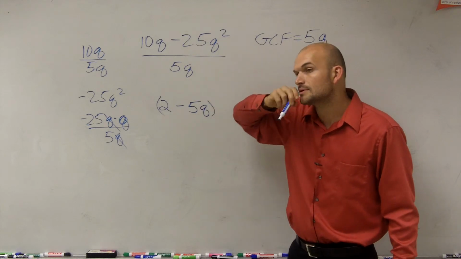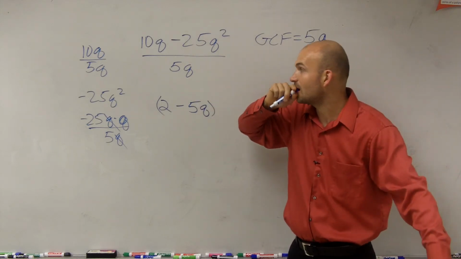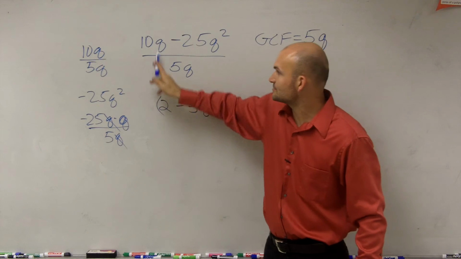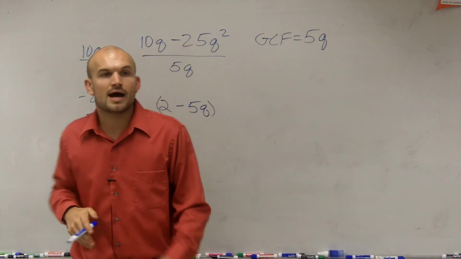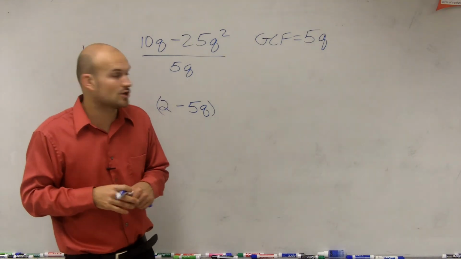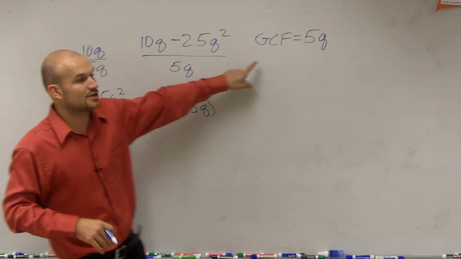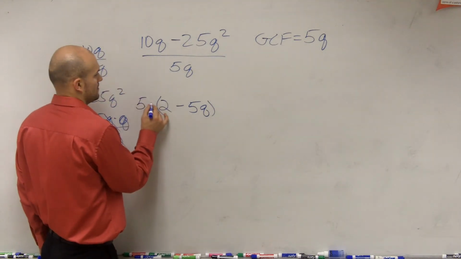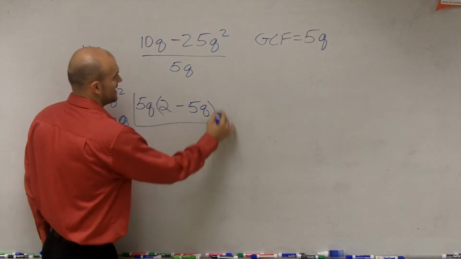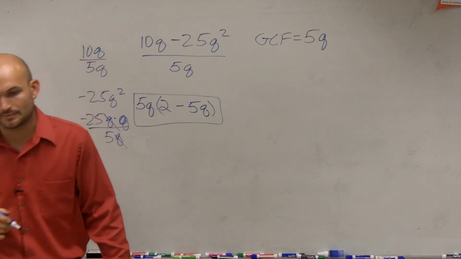If the q were not to have the little 2 on there, it would be like this one where it would just divide out. Okay? So now we look at what is going to be the other element, or the other factor. Well, the other factor is simply our GCF, which is 5q. So that is your final answer. Okay?